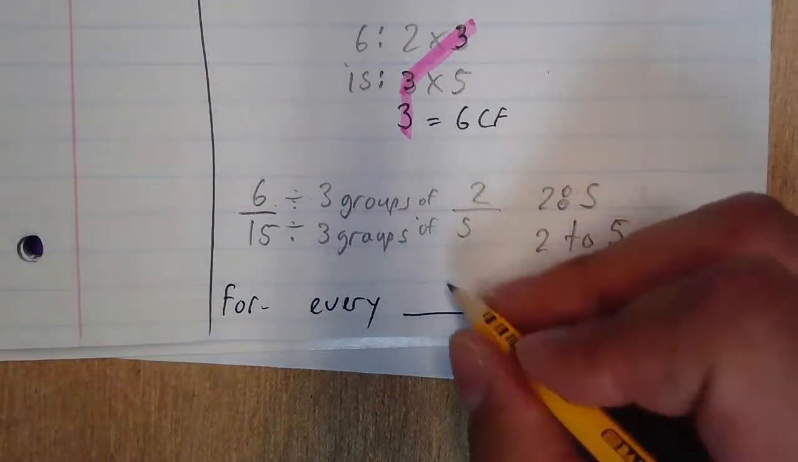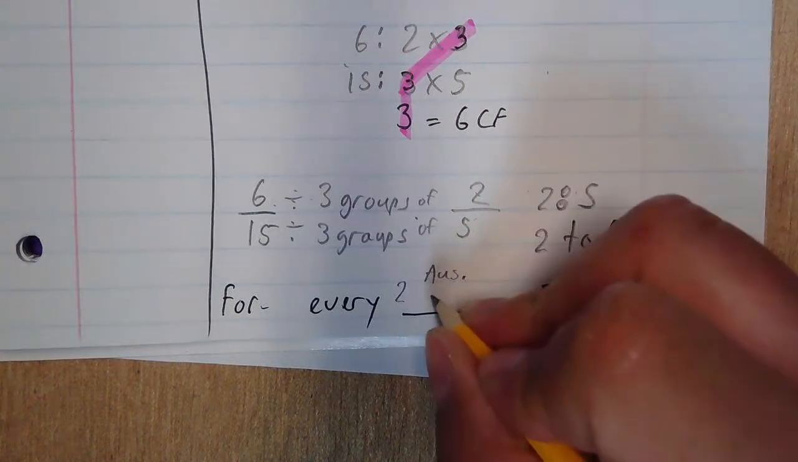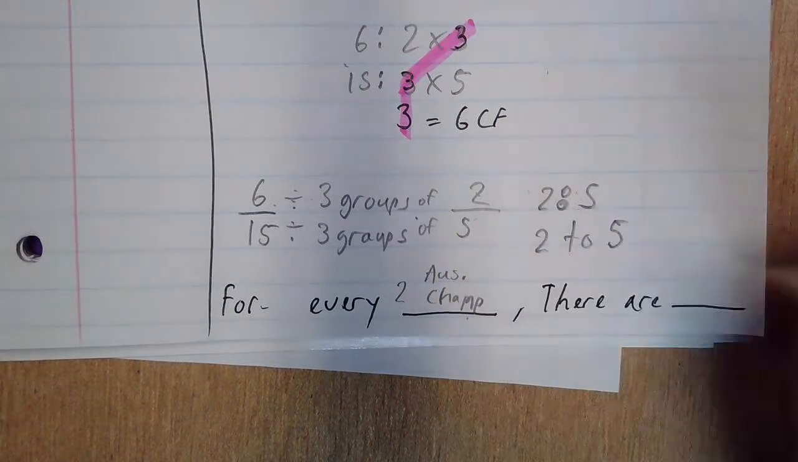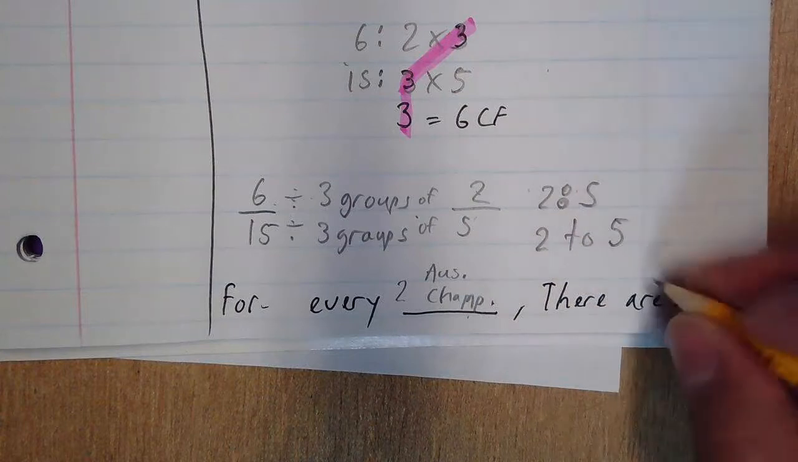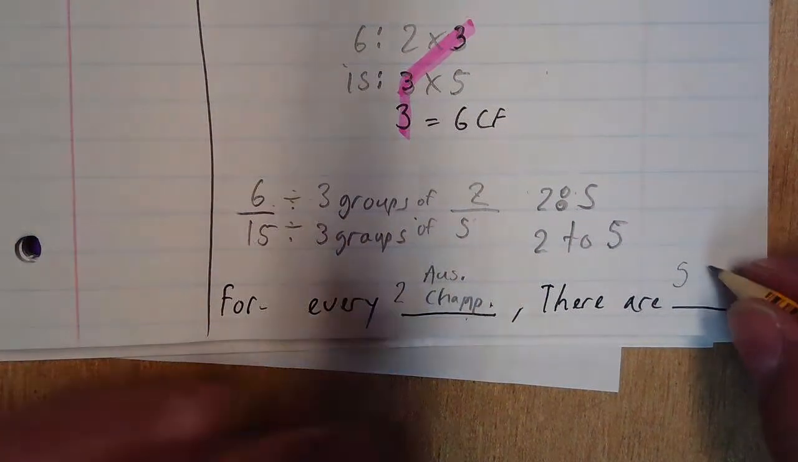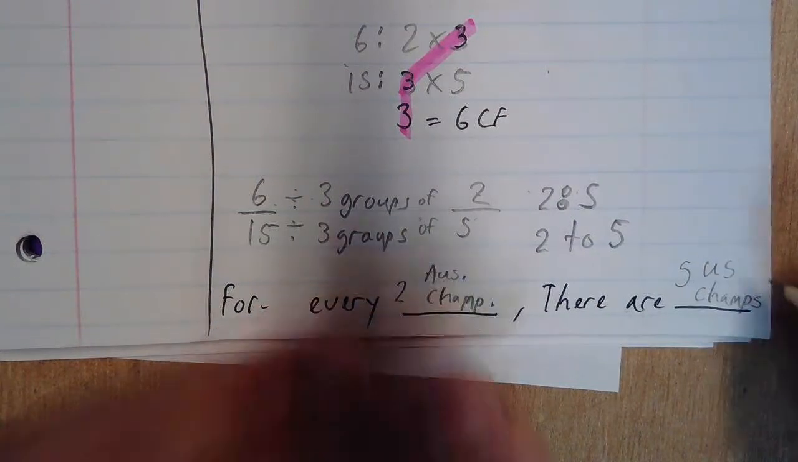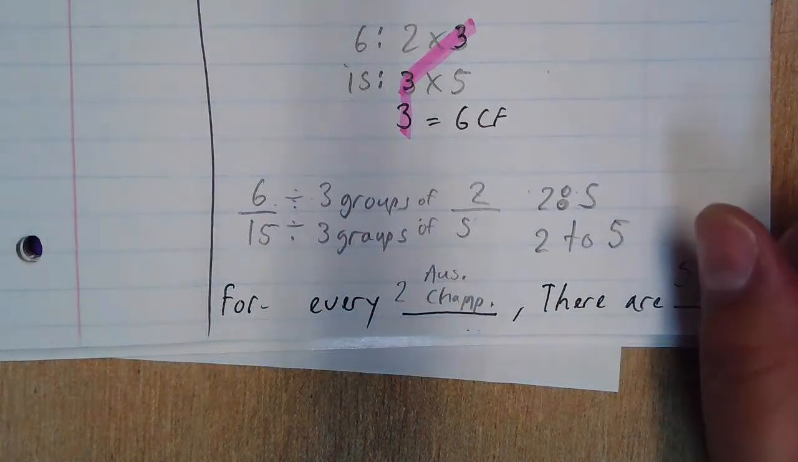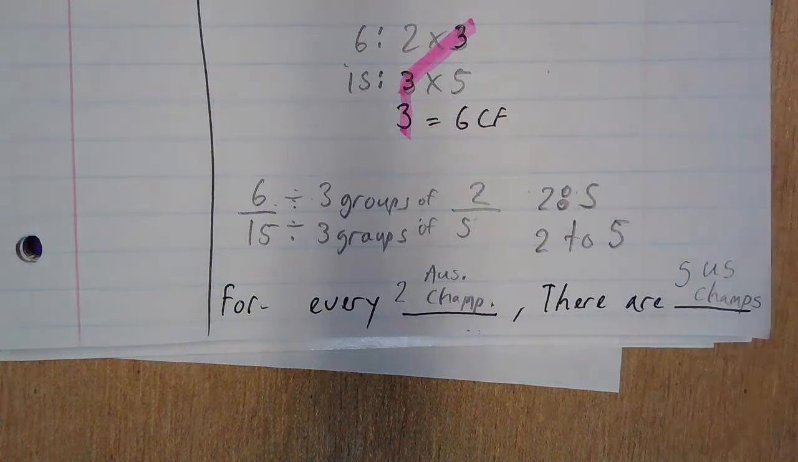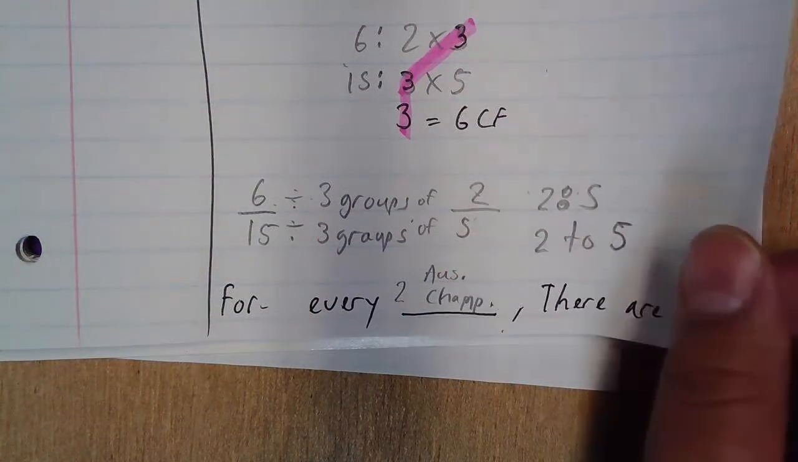All right. So for every 2 Australia championships, I'm just going to put champs just so you get the idea. There are 5 US championships. Although really, it is one person that wins, so I guess you could say 5 champions. But for now, just championships. I just wanted to abbreviate it because I ran out of space. Okay, guys. That was number 7. Did I label it as number 7? Yes, I did. All right, one more to go.